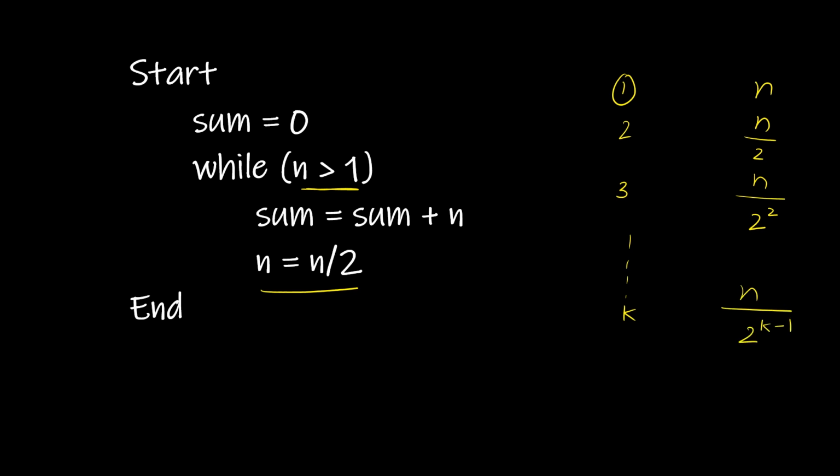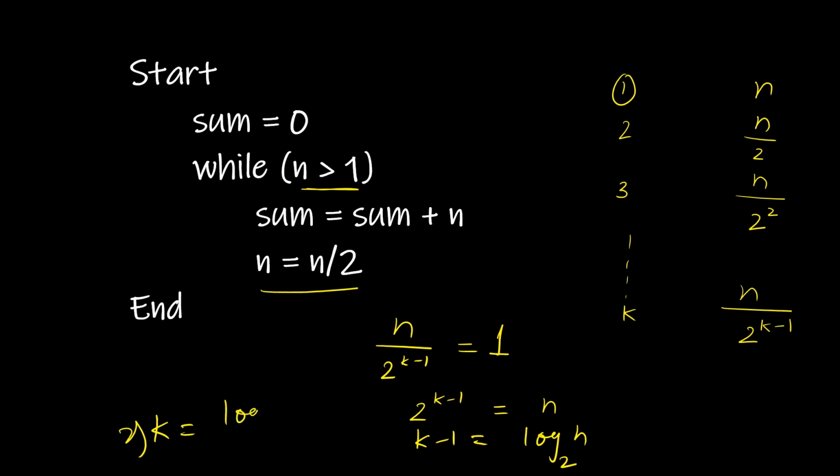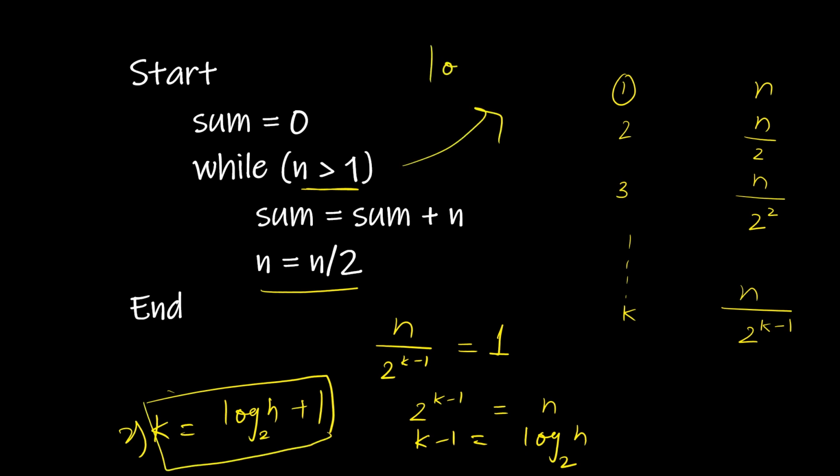Now our loop will terminate when n will be equal to or less than 1, which means n by 2 to the power k minus 1 should be equal to 1. We can also write it as 2 to the power k minus 1 equals n. Therefore, k minus 1 is equal to log n base 2 and k is equal to log n base 2 plus 1. So our while loop runs log n base 2 plus 1 times. Therefore, the time complexity of this pseudocode is of order log n base 2.